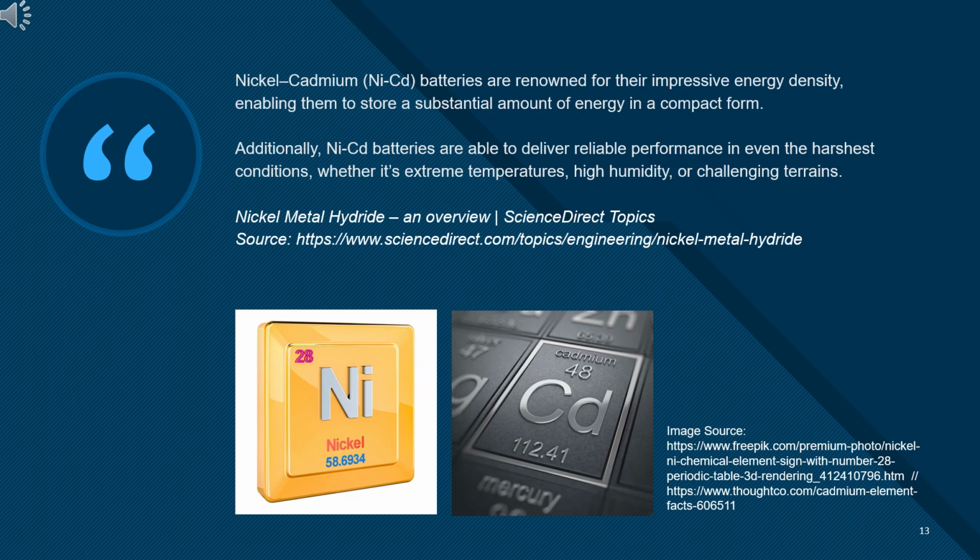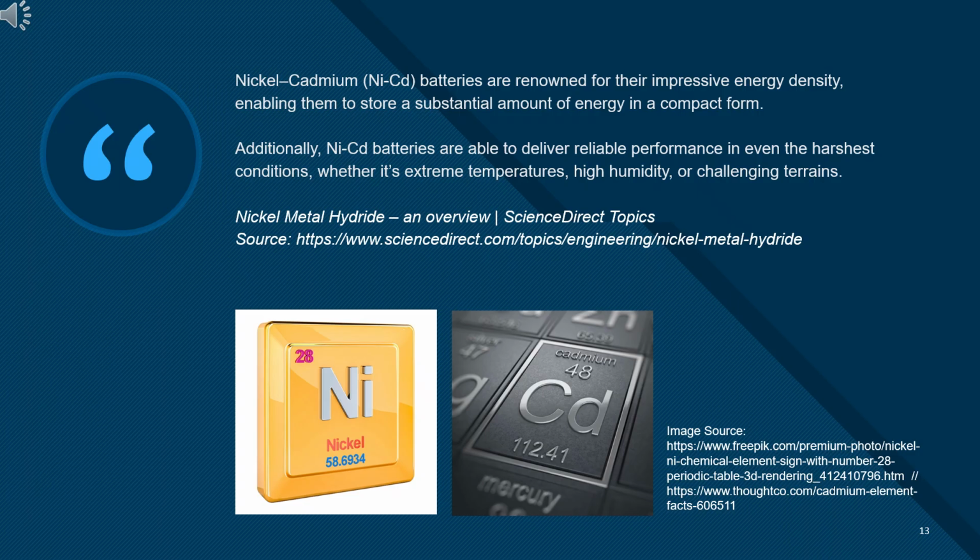The source here is Science Direct, a trusted academic and technical reference site. The article highlights why NiCd batteries remained important for so many years, despite the emergence of newer technologies. You'll also notice the two images on this slide. They remind us of the locations of nickel and cadmium on the periodic table. Nickel is element 28, with an atomic mass of 58.6934, and cadmium is element 48, with an atomic mass of 112.41.